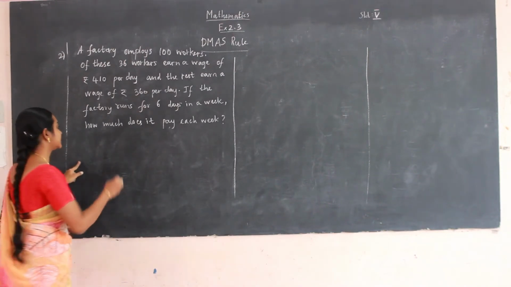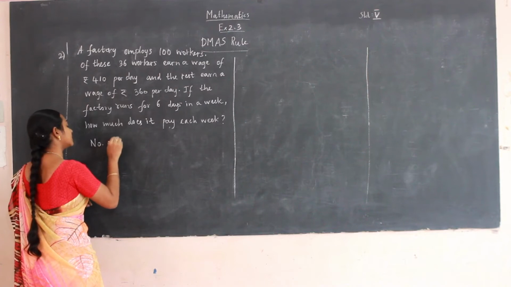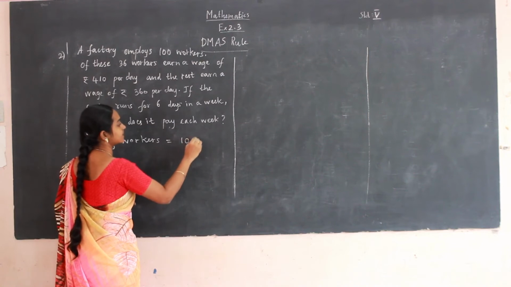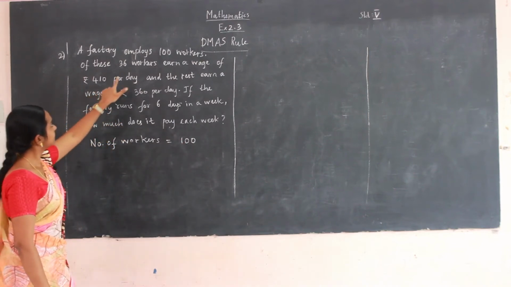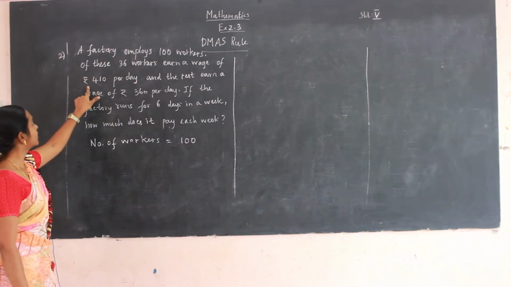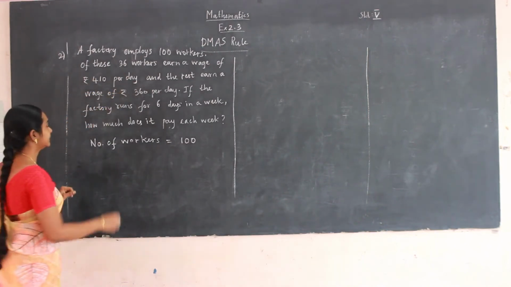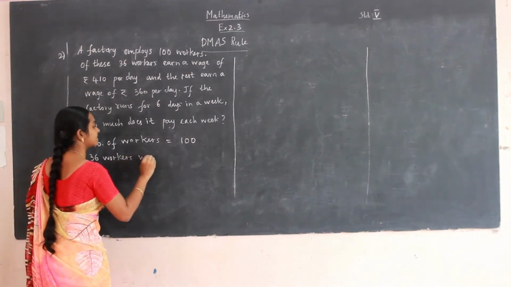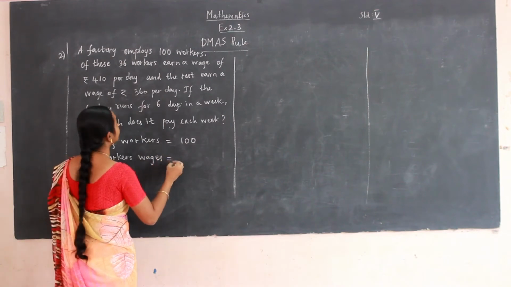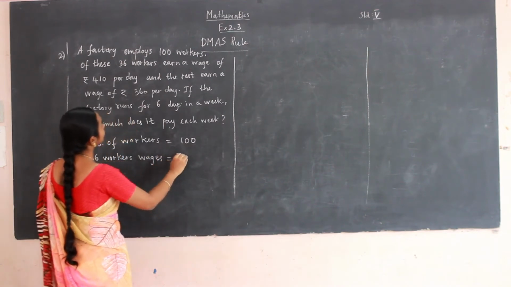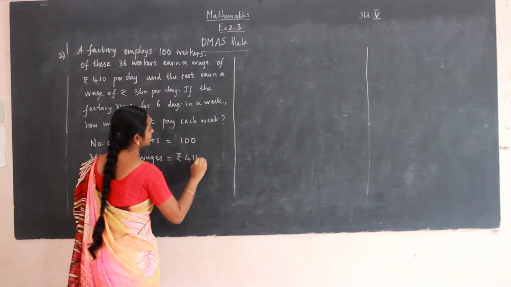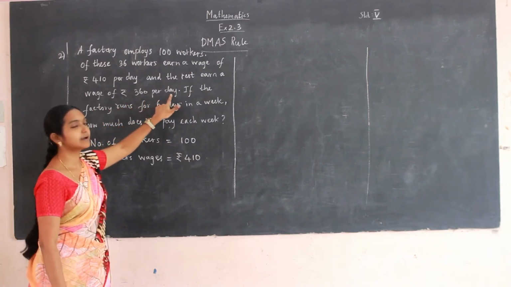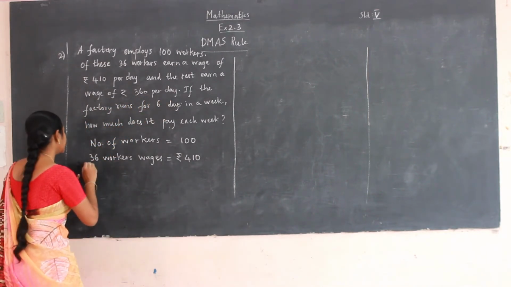Number of workers is given. Number of workers is given as 100. Next, 36 workers' wages is rupees 410 per day. And the rest earn a wage of rupees 360 per day. Rest means the remaining workers.